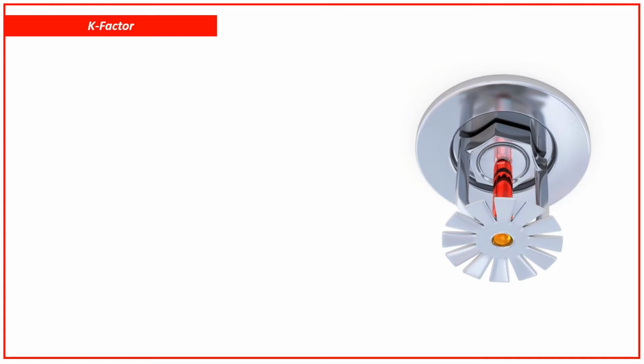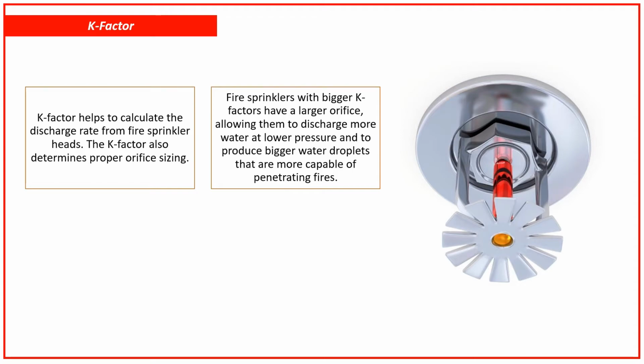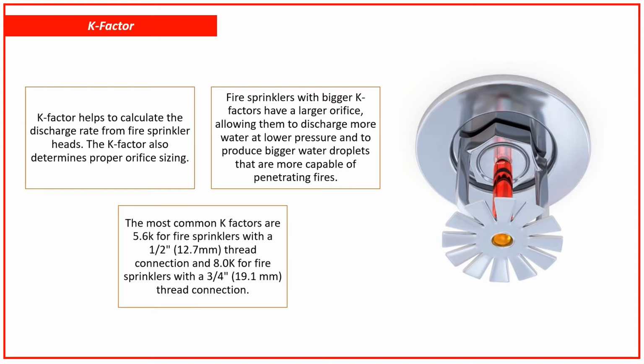A K factor helps to calculate the discharge rate from sprinkler heads. The K factor also determines the proper orifice sizing. Fire sprinklers with bigger K factors have larger orifices, allowing them to discharge more water at lower pressure and to produce bigger water droplets that are more capable of penetrating fires. The most common K factors are 5.6 K for fire sprinklers with a half-inch thread connection and 8 K for fire sprinklers with 3 by 4 thread connection.